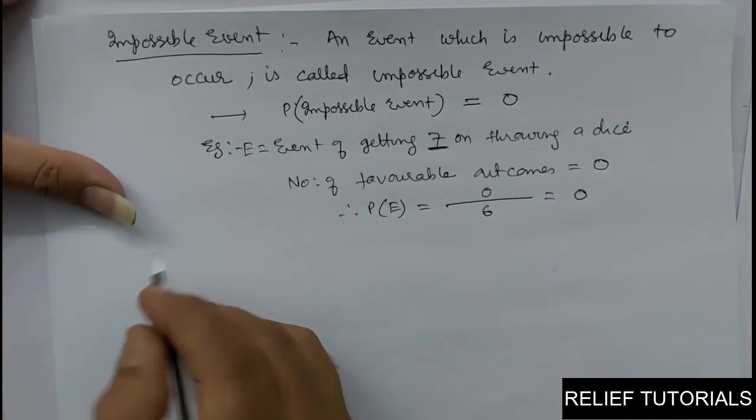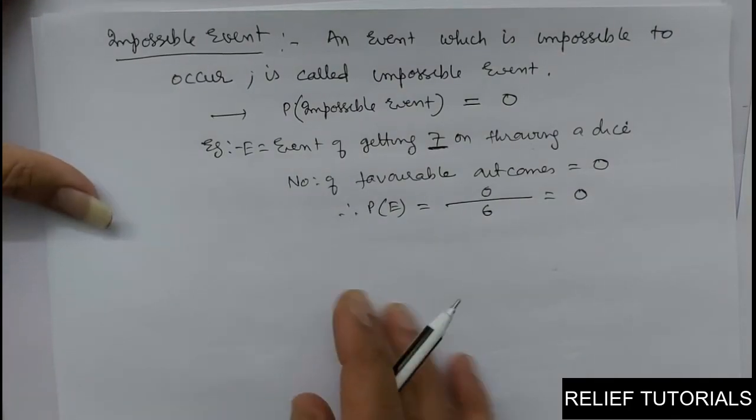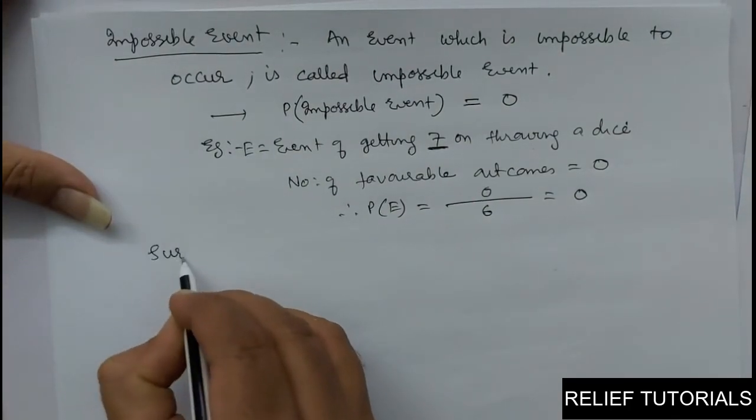Now suppose we consider the probability of the event that the sun rises in the west. We know that the sun rises in the east. It is a universal truth. The sun will never rise in the west. So that probability will be 0. Clear?